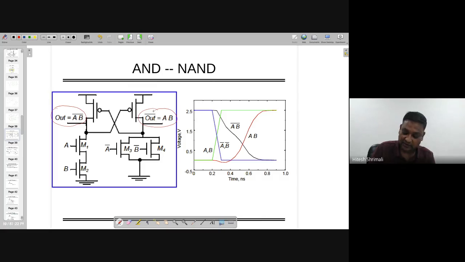Now let's look at the output, how it looks. If you look at A and B, the green signals are A and B, both moving from 0 volt to 2.5 volt. 2.5 here, in the case of Rabaey's book, is VDD, whereas the technology is 250 nanometer, by the way, 250 nanometer with 2.5 volt as VDD.